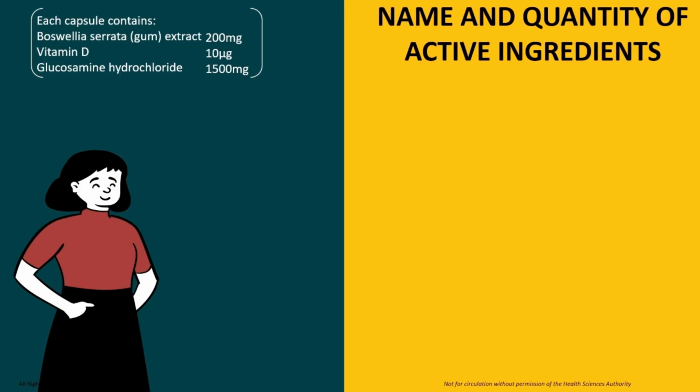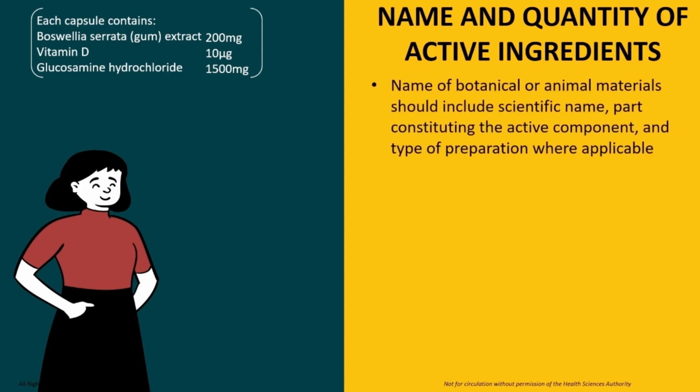Another thing that needs to be on the label are the names and quantities of active ingredients. Active ingredients are those that contribute to the intended function of the product. If the ingredient is from a plant or animal source, then the naming should include the scientific name, the plant or animal part which constitutes the active component, and where applicable, the type of preparation. The use of the common or local name of the plant or animal is optional.